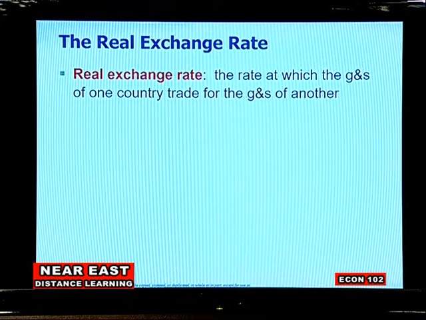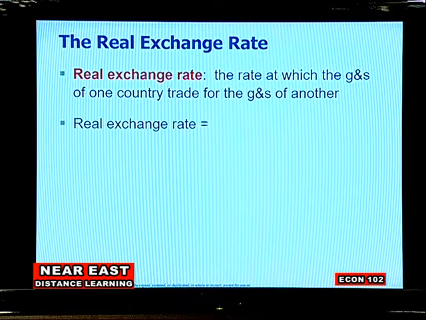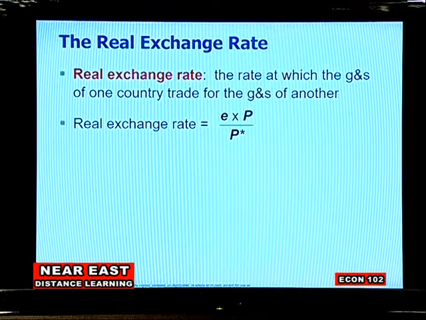Then the real exchange rate is when you subtract the influence of price changes. With the nominal exchange rate, we are not interested in the rate of price changes. So the real exchange rate is the rate at which the goods and services of one country trade for the goods and services of another. So it involves deflating the influence of prices. The formula we use in calculating the real exchange rate is E, that's the exchange rate, times P, the price of domestic goods, all over P with star, the price of foreign goods.